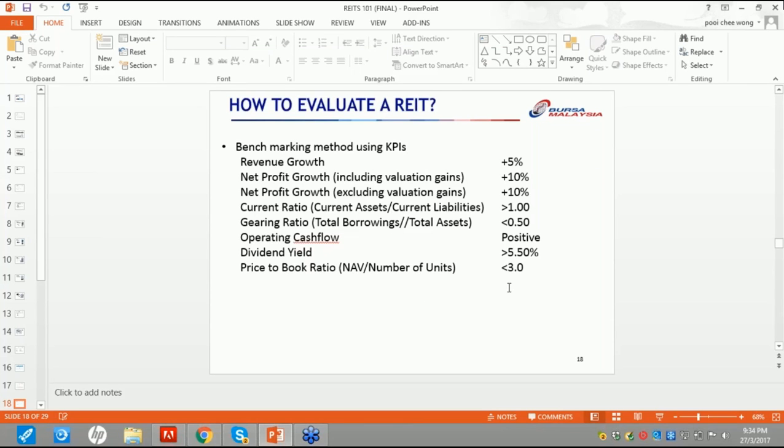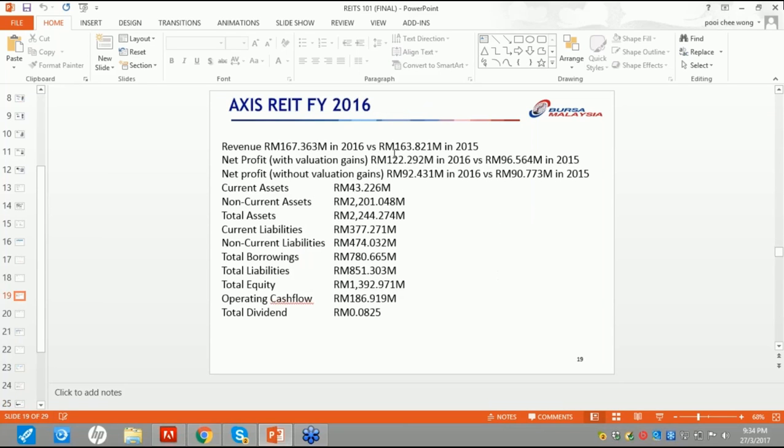Okay, so the other is the price to book value, which I put ideally will be less than 3. So this is the Axis REIT full year 2016. You have revenue of 167 million versus 163 million. Net profit with property valuation is 122 million versus 96 million. Without property valuation gain it is 92 million versus 90 million. So you can see that the gap immediately falls to very narrow.